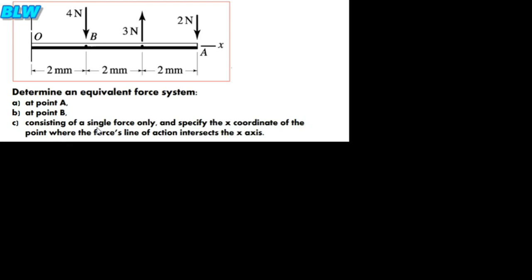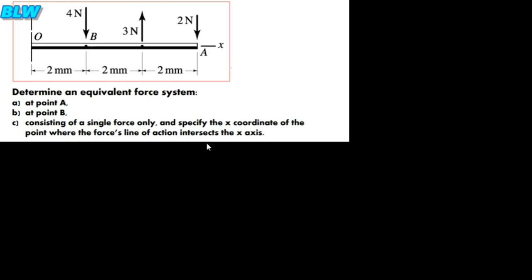With this knowledge, you go ahead and solve the question on the screen. The question says that we should determine an equivalent force system for A at point B and then B at point B. And also, we should determine an equivalent force system consisting of a single force only, and specify the x coordinate of the point where the force's line of action intersects the x axis. So you go ahead.